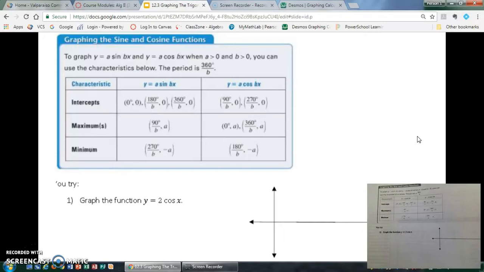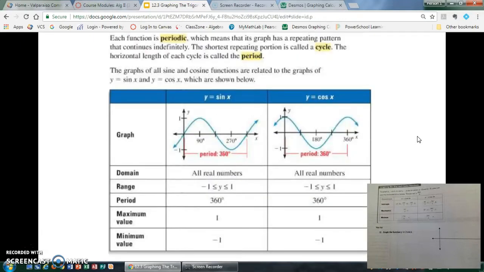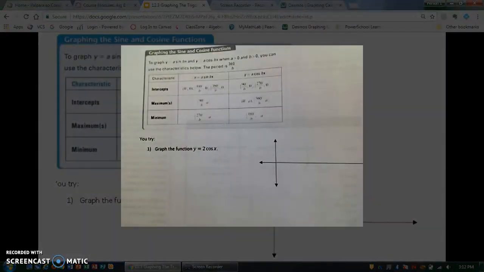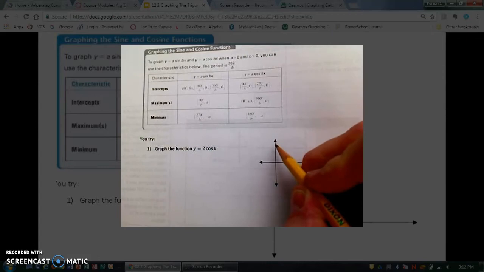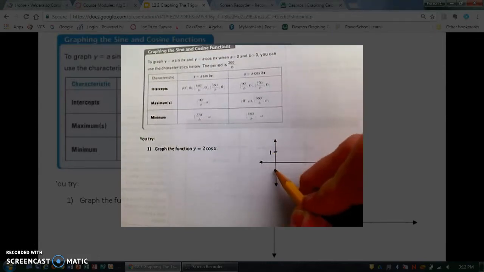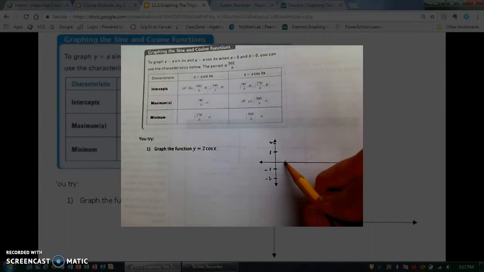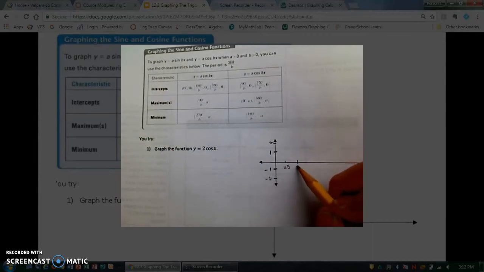So your first job is to graph the function y equals 2 times cosine of x. So we know that this is going to look like the cosine graph. It's just going to be twice as tall. So when we go to graph this, we're going to go ahead and label our x-axis. Positive 1, negative 1, positive 2, negative 2. And on our x-axis, we're going to go every 45 degrees.